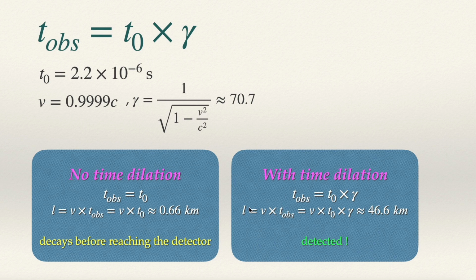And if we include this, we will obtain the length traveled by the muon in the detector's frame of reference as approximately 46.6 kilometers. You can compare: if there were no time dilation, it could travel only up to 0.66 kilometers. However, if we include it, and we detect these muons, this is very strong experimental evidence that validates the concepts of time dilation and length contraction.